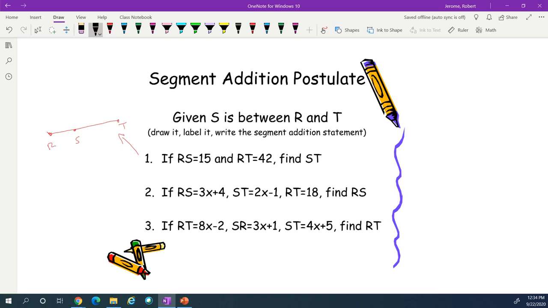Now I'm going to label the picture. RS is 15. RT, well, the whole thing is 42. And we're asked to find ST. My segment addition: RS plus ST equals RT. So 15 plus x equals 42. Well, subtract 15 from both sides. And x equals 27. So this is 27 right here. So ST equals 27.